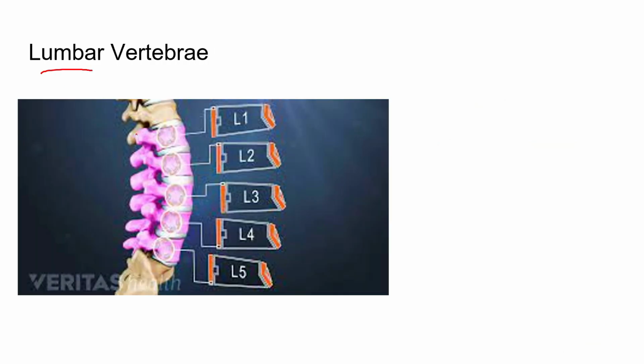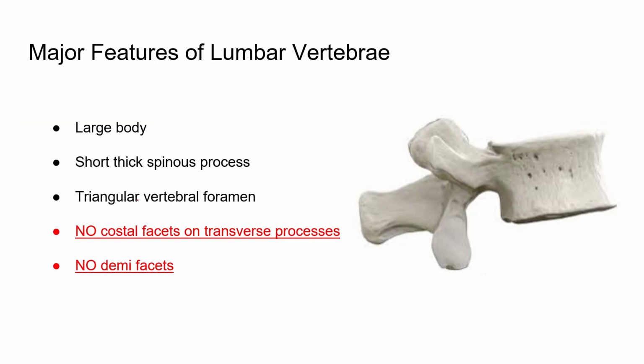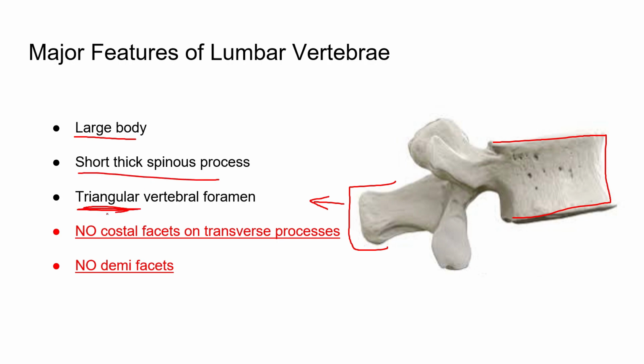Lastly, we have the lumbar spine, of which there are 5 vertebrae. The main feature of these are the large bodies as well as the shorter, thicker spinous processes that, generally speaking, point straight outwards as opposed to down. So once again, lumbar vertebrae major features include large bodies, short, thick spinous processes that point outward, as well as a vertebral foramen that takes on more of a triangular shape.